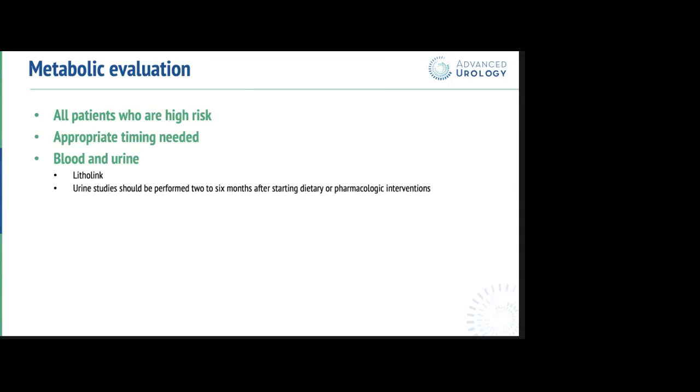The most common brand is Litholink. It's quite simple. They send the kit to a patient's house. The patient urinates in it for 24 hours, and then they ship it back using a label that's already been provided. And then again, these studies should be repeated 2 to 6 months after starting any intervention, just to make sure that things are moving in the right direction.